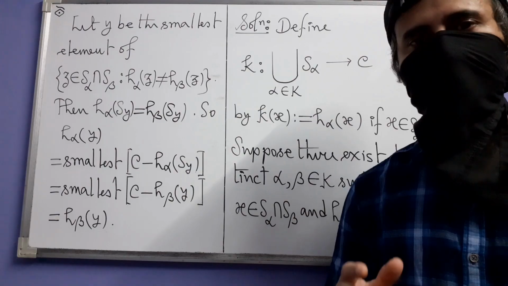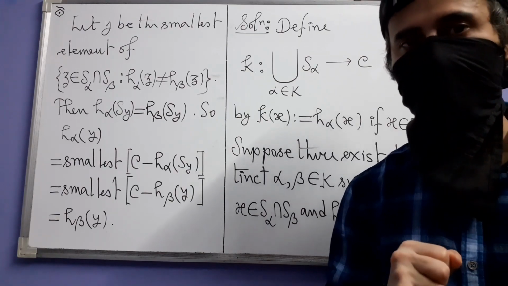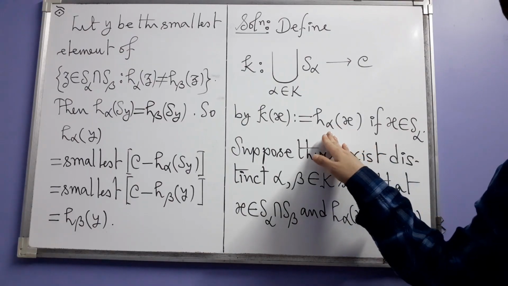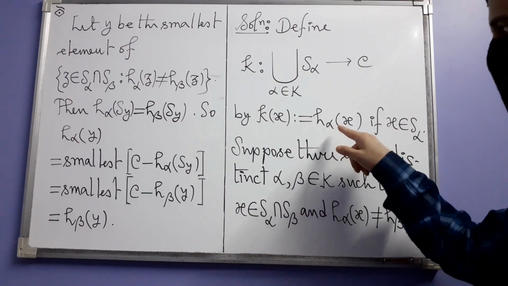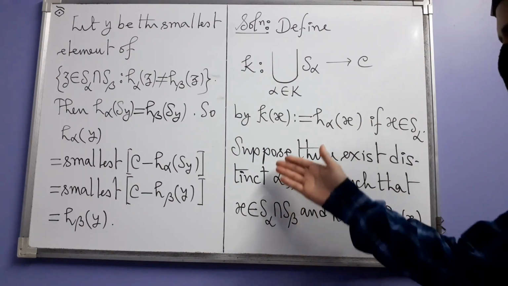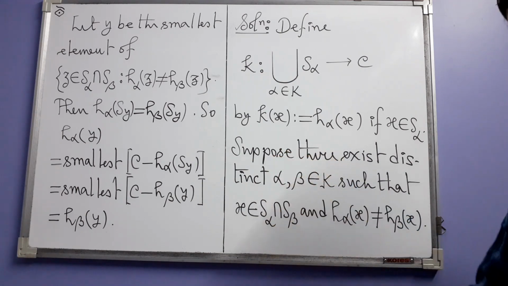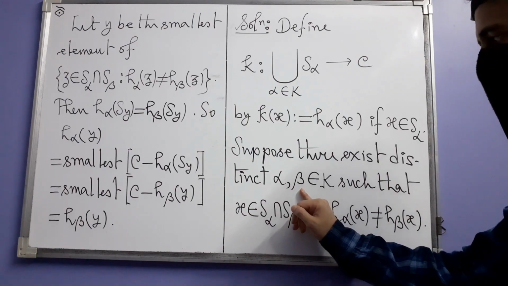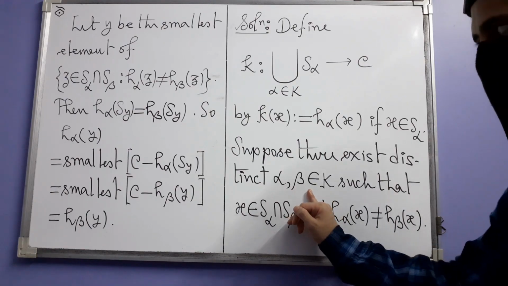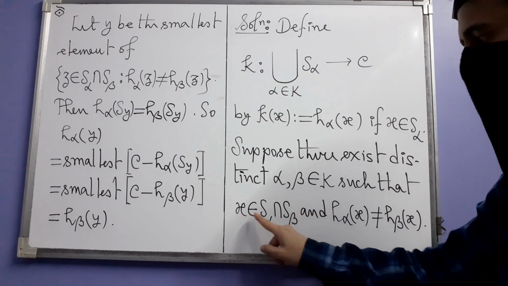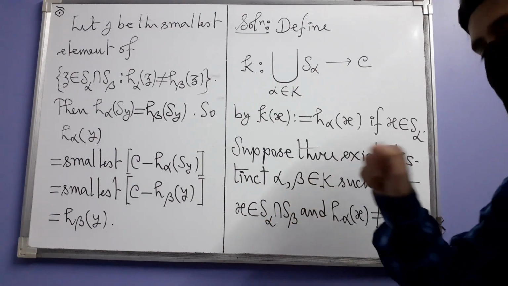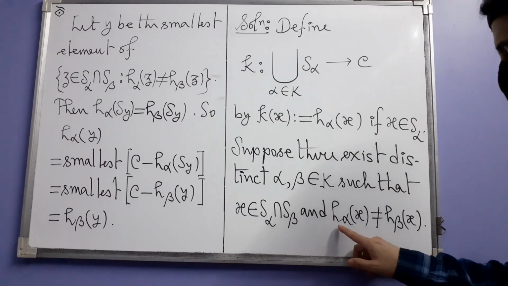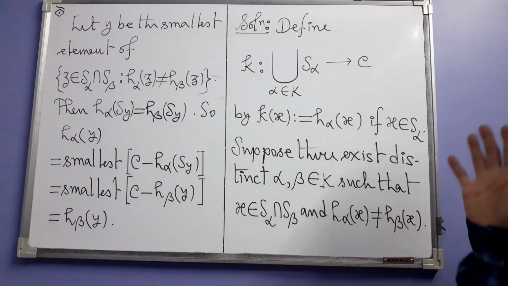So let us start by supposing that K is not well defined. That means something goes wrong with this definition of K, that it really depends on the choice of this alpha. So our supposition will be this: suppose there exist distinct elements alpha and beta in K such that some input X belongs to S alpha as well as S beta, it belongs to their intersection, but H alpha of X is not equal to H beta of X.